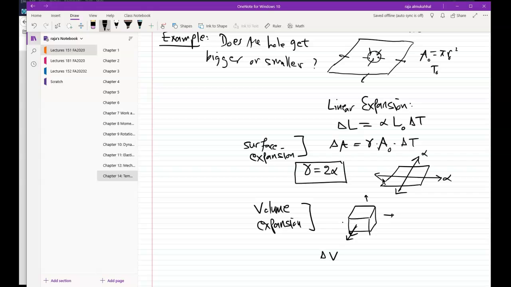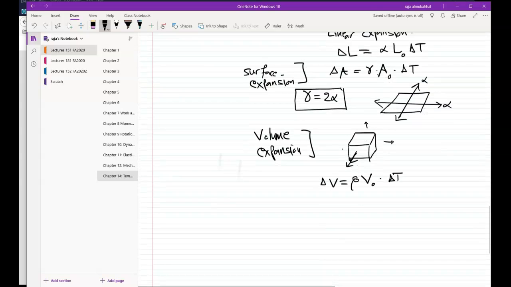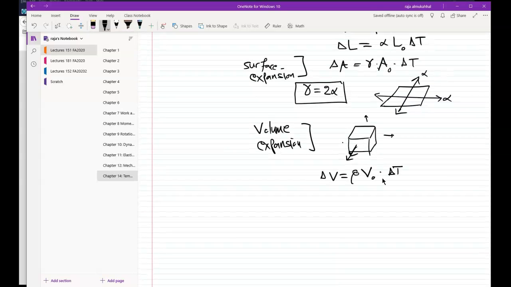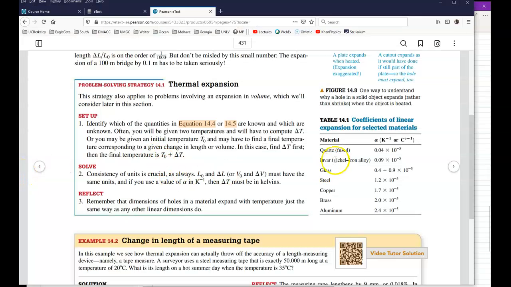So delta V in this case is going to be equal to, again, your book uses beta V naught times delta T. What is beta? The beta is the coefficient of volume expansion. And it is in your book, table 2, on page 432. Let me show it to you. Keep in mind the steel 1.2. If I multiply this by 3, I will get the volume expansion.